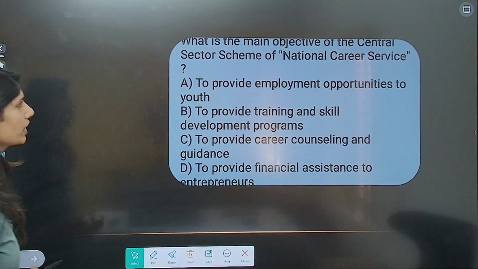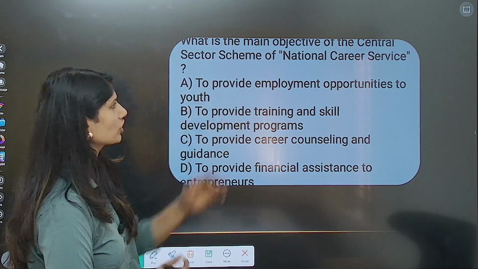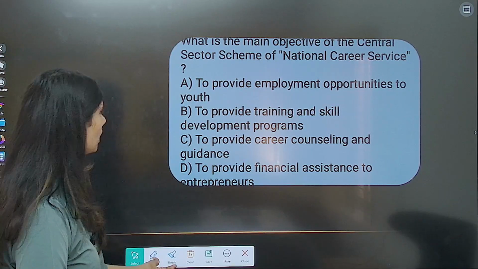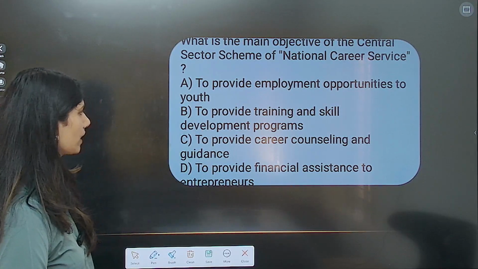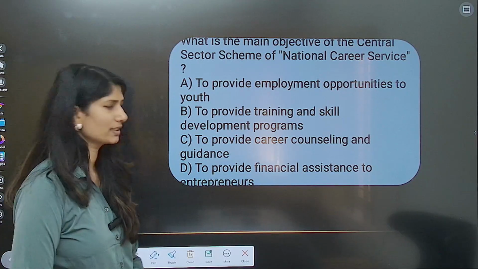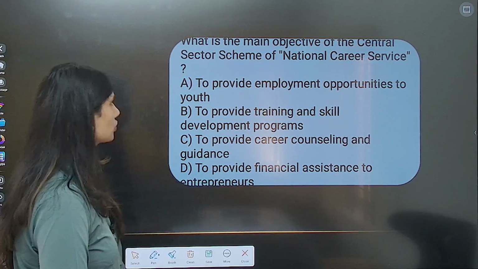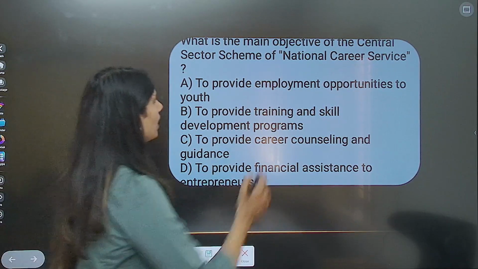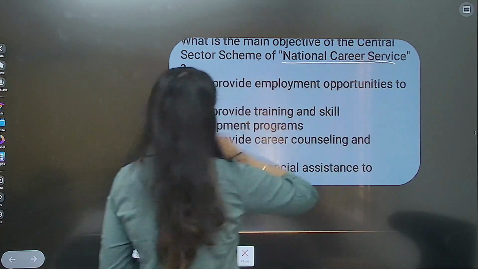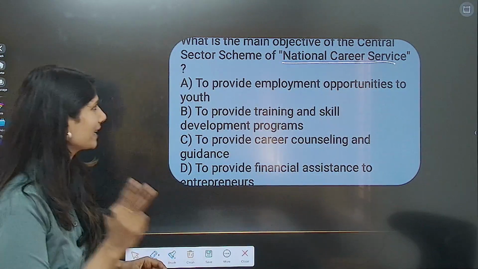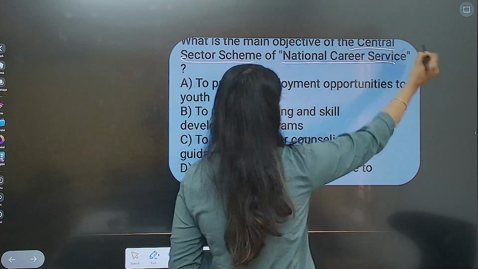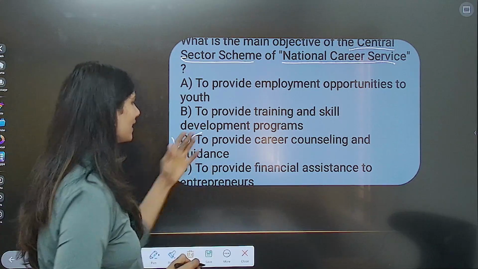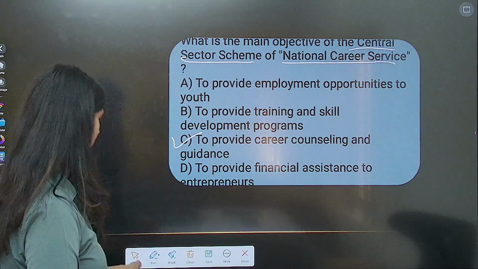What is the main objective of the Central Sector scheme of National Career Service? To provide employment opportunities to youth, to provide training and skill development programs, to provide career counseling and guidance, or to provide financial assistance to entrepreneurs. So, two things you have to understand about this question. What is the National Career Service? You have to know. Second thing is, it is a Central Sector scheme. Understanding? The answer is to provide career counseling and guidance.